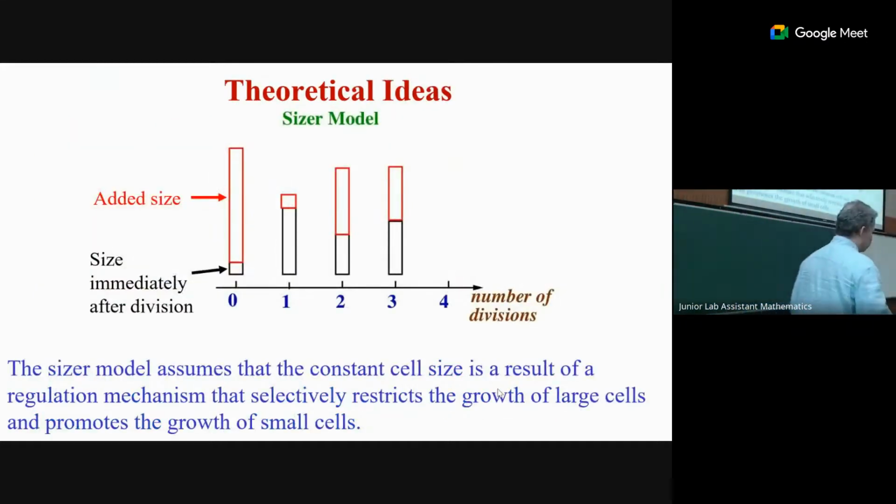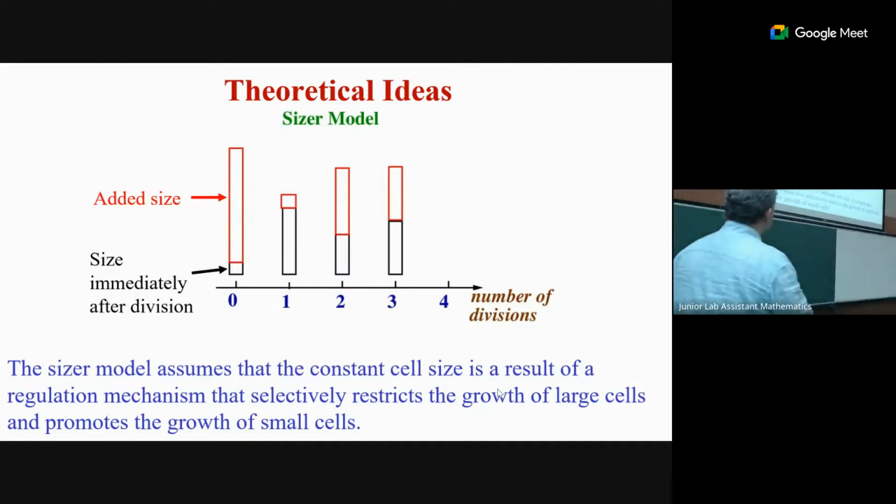People generally propose two types of ideas for how bacteria can achieve the same cell size. One set of ideas is called the sizer model, the sizer idea. And the idea here is very simple. This is the number of divisions, this is the time. They say, if you initially start with a very small cell, the black one, right?